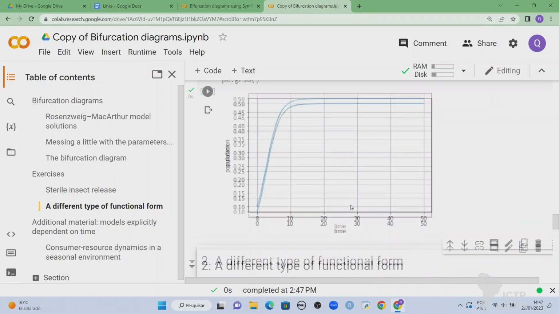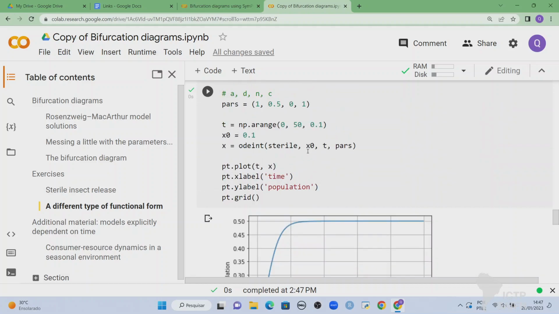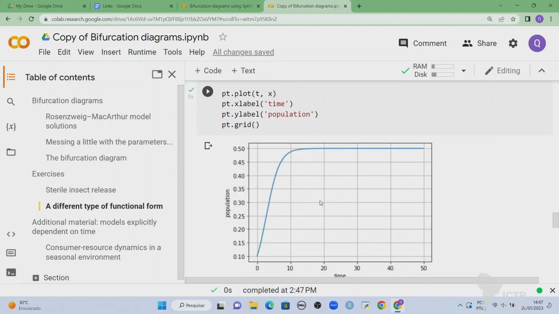Okay. Yeah. So you see, we have here the population starts at 0.1. It grows and saturates at something that is like a carrying capacity. Okay. So you see that the time range that I chose was okay. 50 looks okay, right? So we saw something that made sense, okay? It just grows to carrying capacity, right?